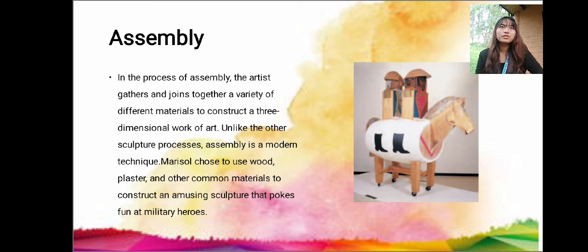Let's go back from the start. The first one is modeling. Modeling talks about the formation of art with the use of clay. Next is carving. Carving is something where we use wood to create art. Next is casting. Casting is something where we use metal. First, we melt the metal down and we create another art form with the use of that liquid metal. Next is assembly. Assembly is where we do a three-dimensional work of art.